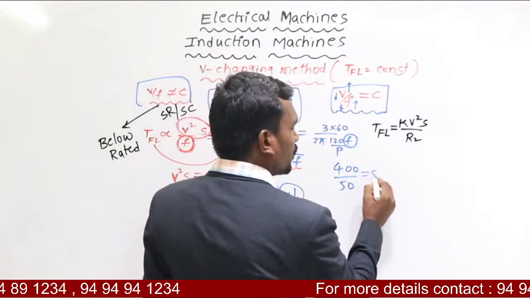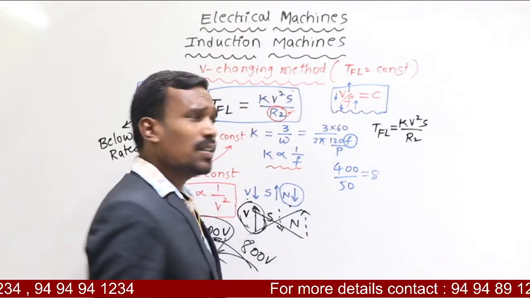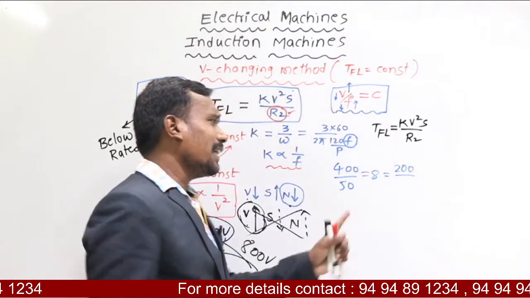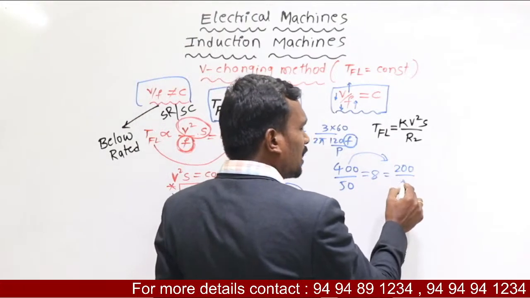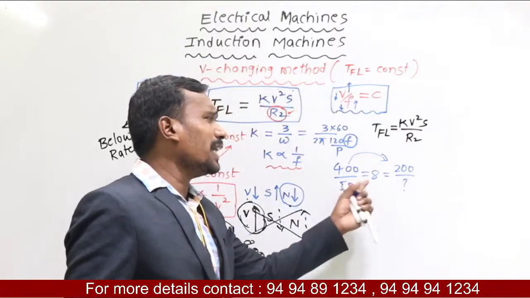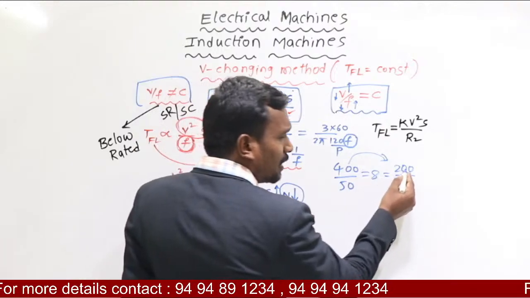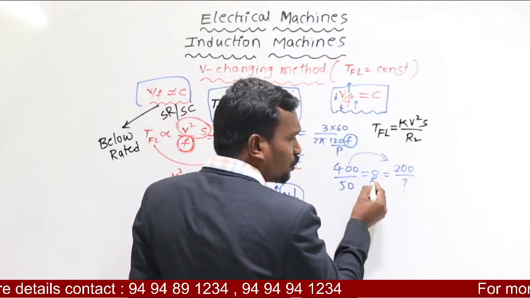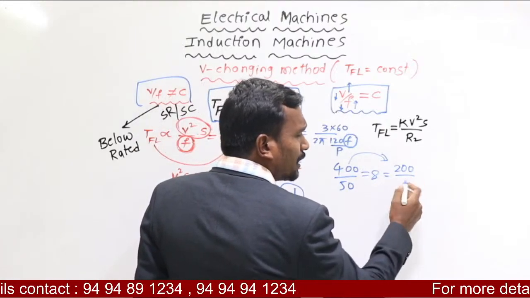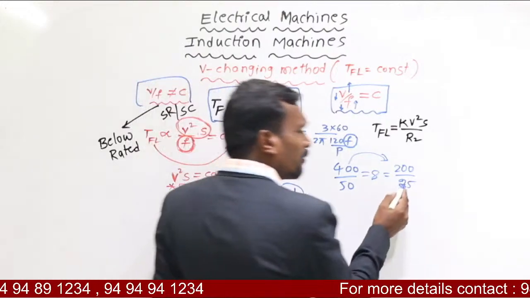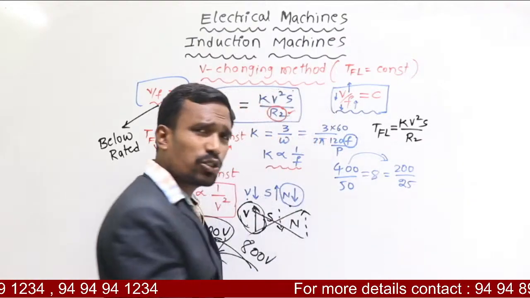For example, 400 volts, 50 hertz. My V by F ratio is 8. I reduced my voltage to 200 volts. Then what is the frequency to get V by F constant? The V by F ratio should be 8. Then what is the frequency here? The frequency should be 25. If the frequency is 25, then V by F ratio is constant.